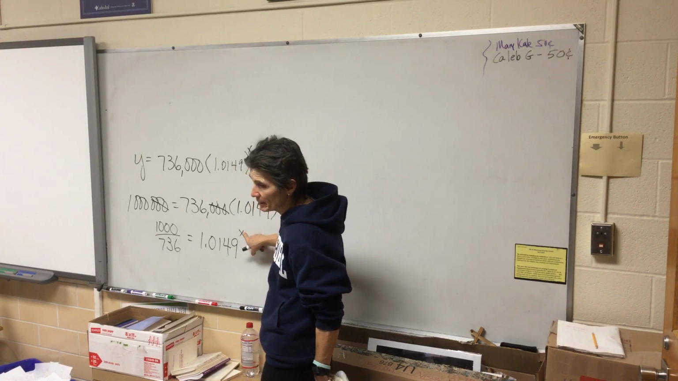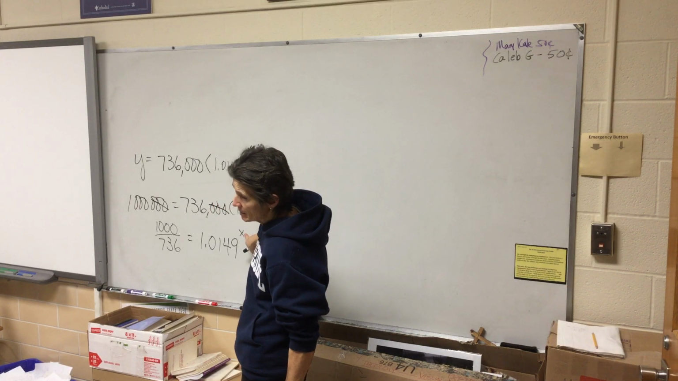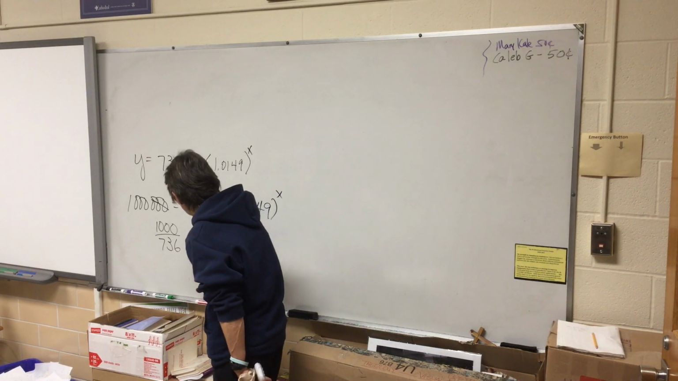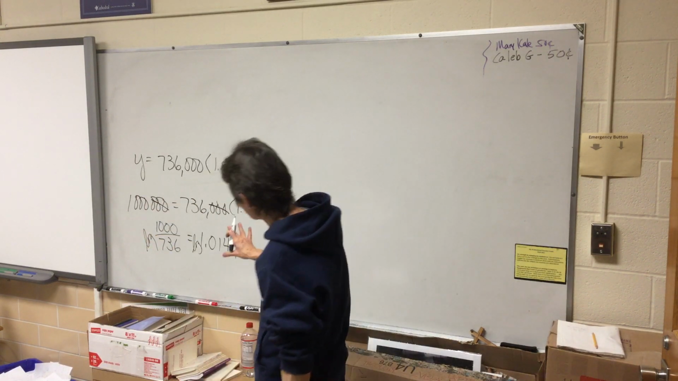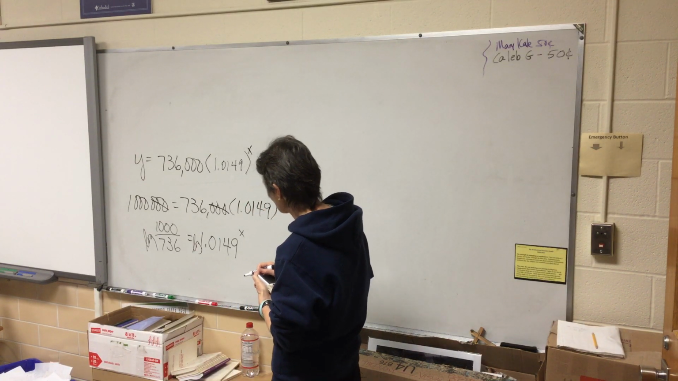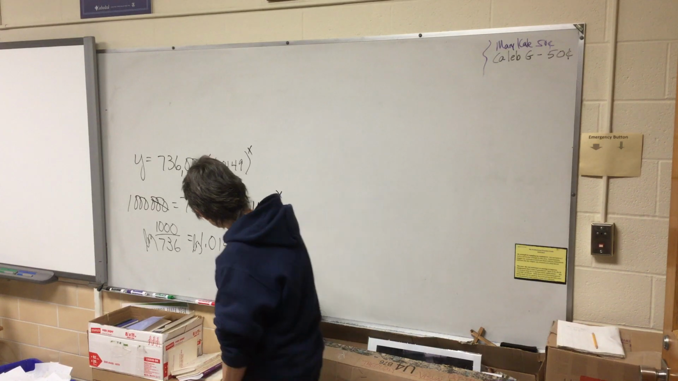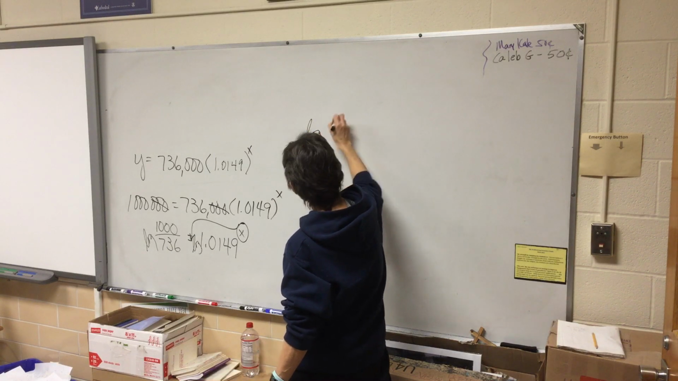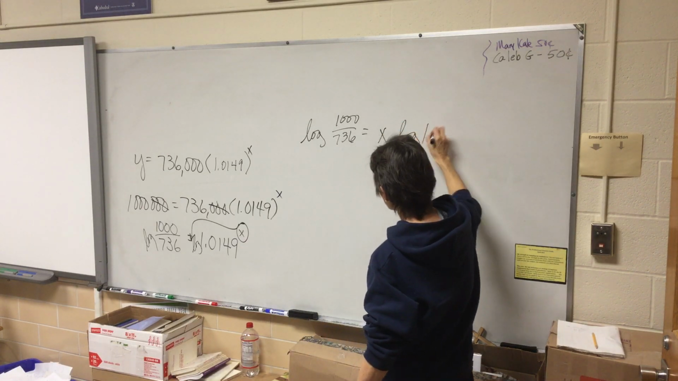Now I got an exponent up here. You cannot solve for that exponent unless you either graph it or do trial and error, or the best, quickest option, take the logarithm of both sides. Again, if you want to use ln, that's fine. Everything I'm doing with log will be exactly the same with ln. You're just pressing a different button. The beauty of that, and the totally sole reason you did it, is because this guy is going to pop out in front. So you have the log of 1,000 over 736 equal to x log 1.0149.